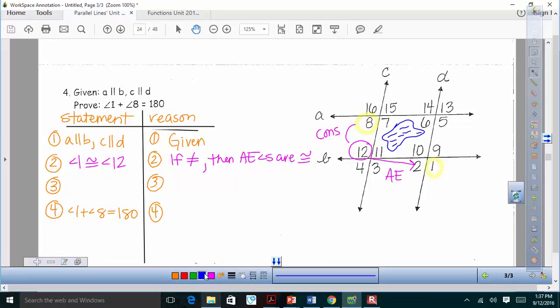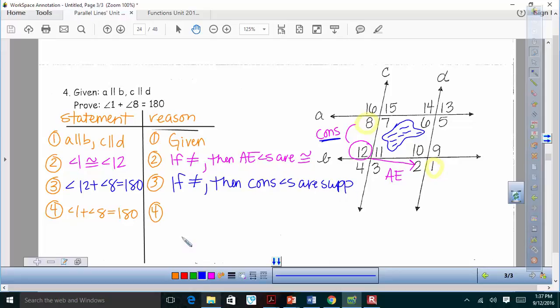Then when I write my consecutive statement, I want to make sure that those add to 180. So I'm going to put angle 12 plus angle 8 equals 180. And again, consecutive has to do with parallel lines. So if two parallel lines are cut by a transversal, then consecutive angles are supplementary.